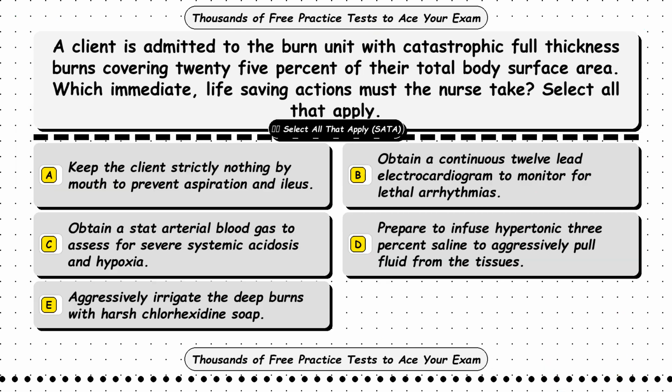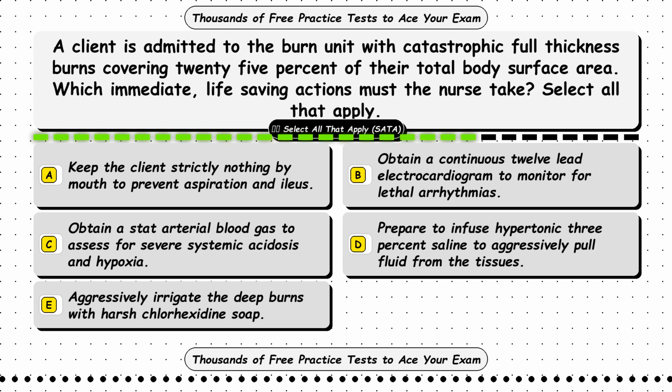Question 143. A client is admitted to the burn unit with catastrophic full-thickness burns covering 25% of their total body surface area. Which immediate, life-saving actions must the nurse take? Select all that apply. Option A, keep the client strictly nothing by mouth to prevent aspiration and ileus. Option B, obtain a continuous 12-lead electrocardiogram to monitor for lethal arrhythmias. Option C, obtain a stat arterial blood gas to assess for severe systemic acidosis and hypoxia.